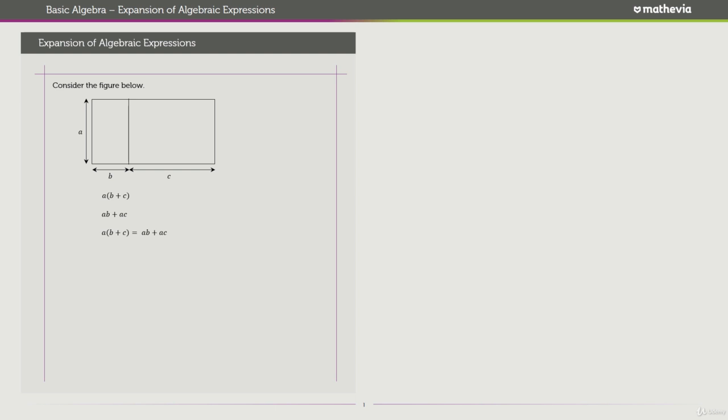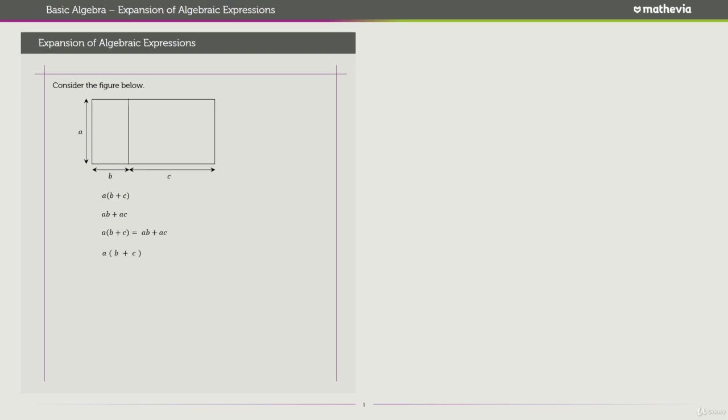So there are two ways you can go about finding the area of the rectangle, and basically A multiplying B plus C is the same as AB plus AC. This is the distributive property in algebra, in that if you have A multiplying B plus C in brackets, you can actually expand that. That's the idea of this lesson. You can expand that to give you AB plus AC, and here's how it works.